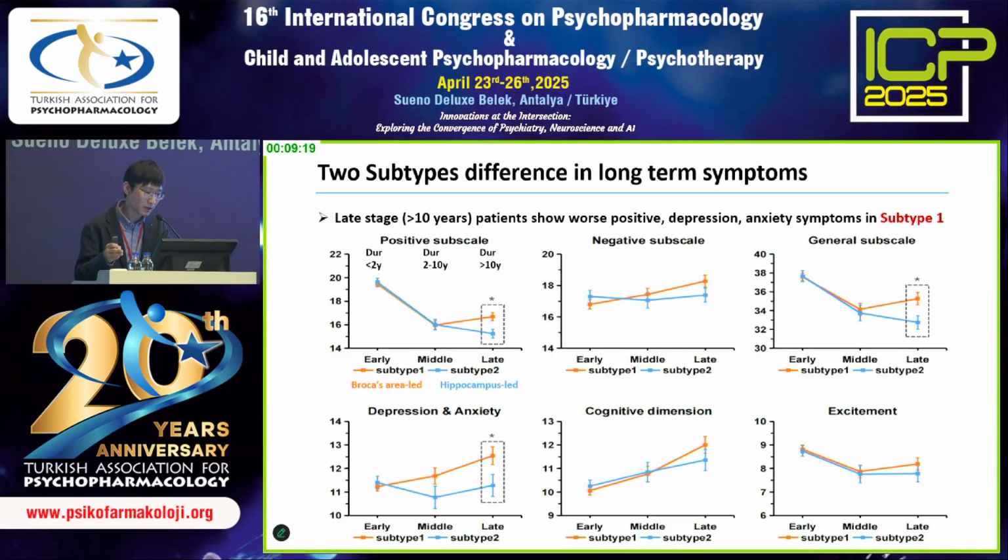Another point, we found the two subtypes have differences in long-term symptoms. For later-stage patients whose illness duration is more than 10 years, those patients have worse positive symptoms, depression, and anxiety symptoms in subtype 1. So subtype 1 may express worse symptoms in their long-term outcome.